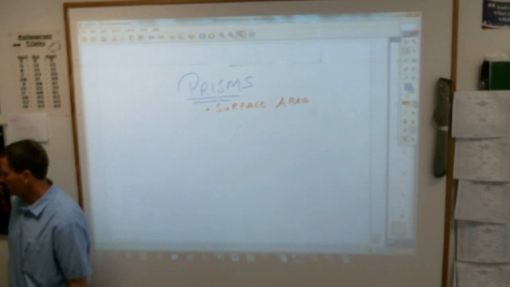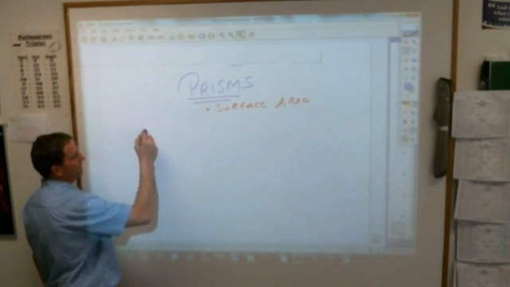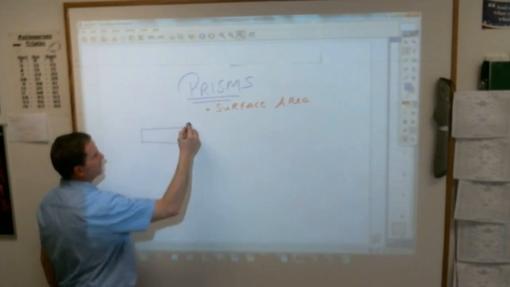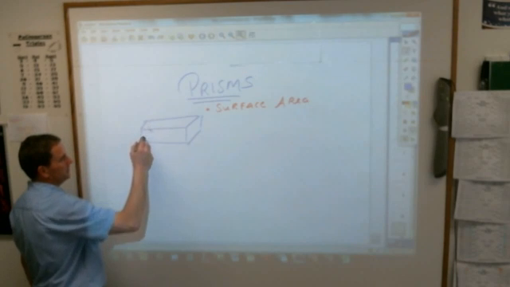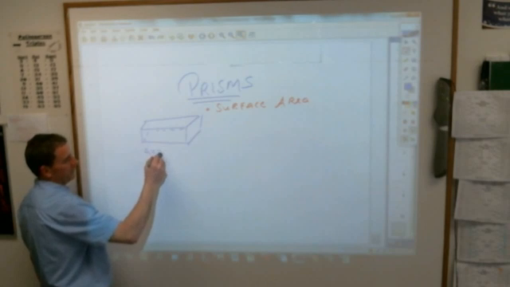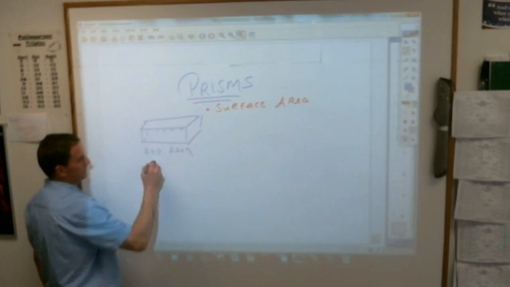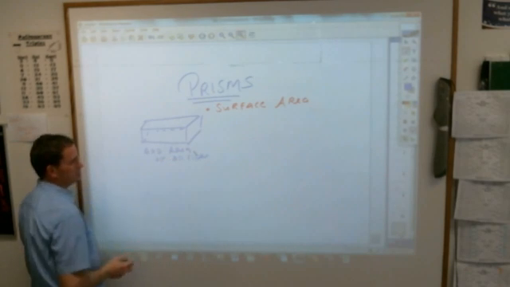A prism, generally speaking, what you've been finding the surface area of have been rectangular prisms, aka boxes or whatever. And really, if you're finding the surface area of a rectangular prism, you just simply use that little formula that you add the area of all the sides, which works for everything too. Area of all sides. And that's a pretty simple little thing.